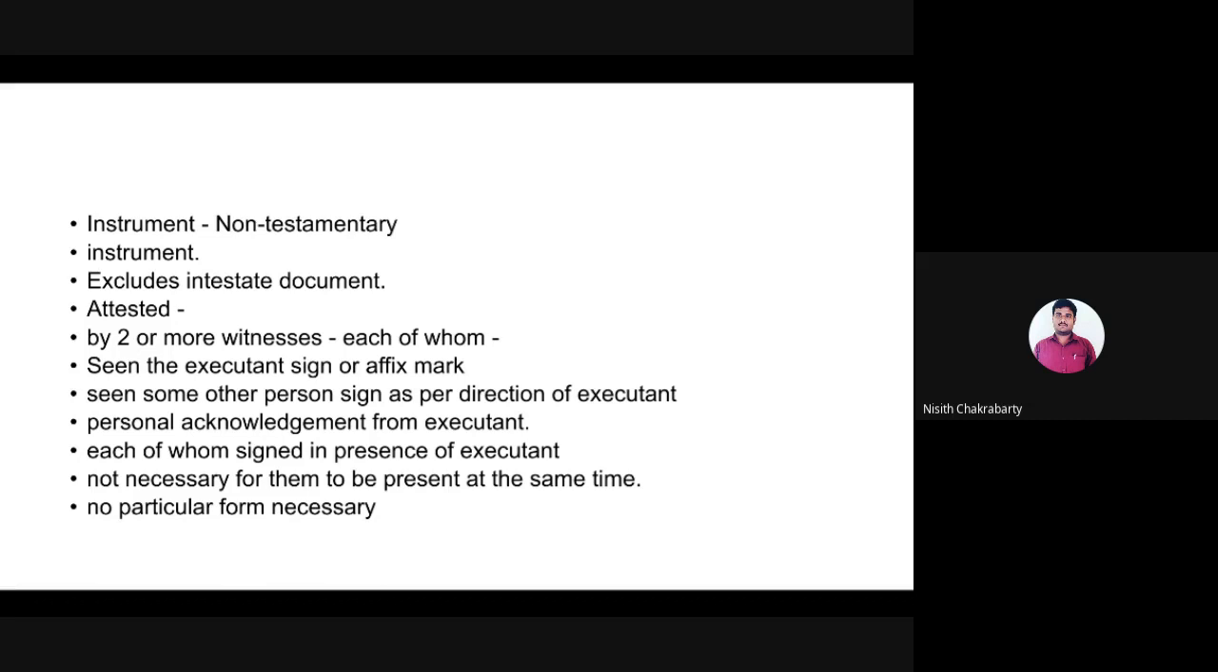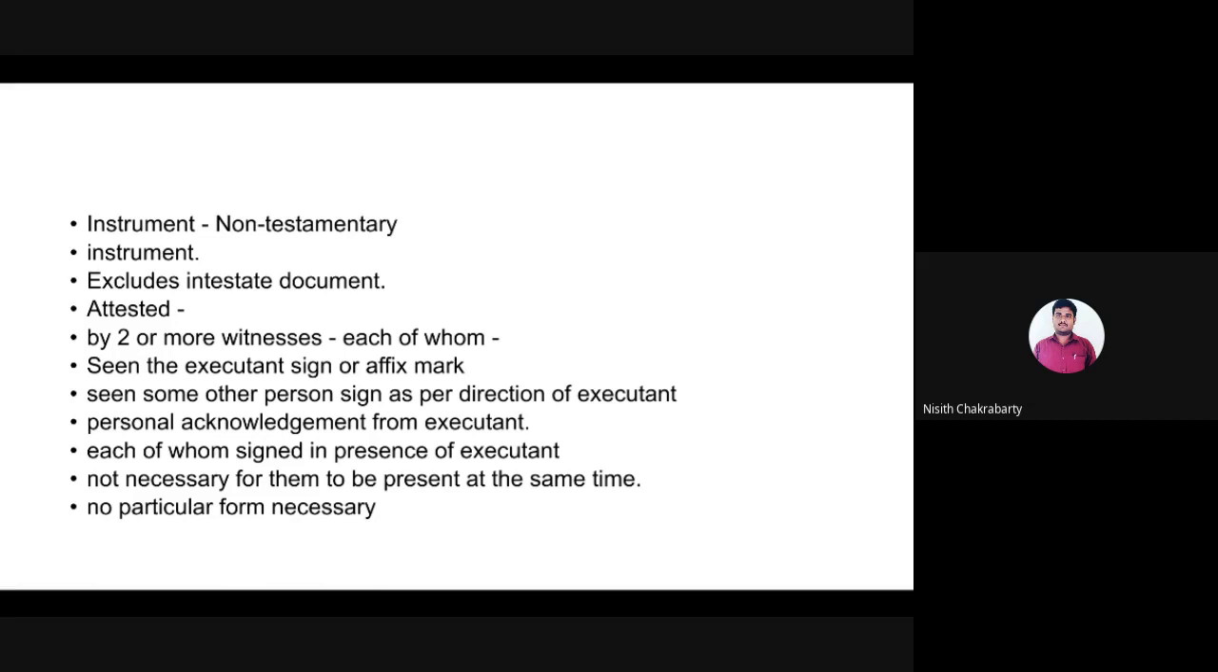A witness, two witnesses will have attested, and both of them must have seen the executant put his signature. That is one ingredient. If that is not happening, there can be times that the executant could not put his signature or affix his mark, as the case may be.